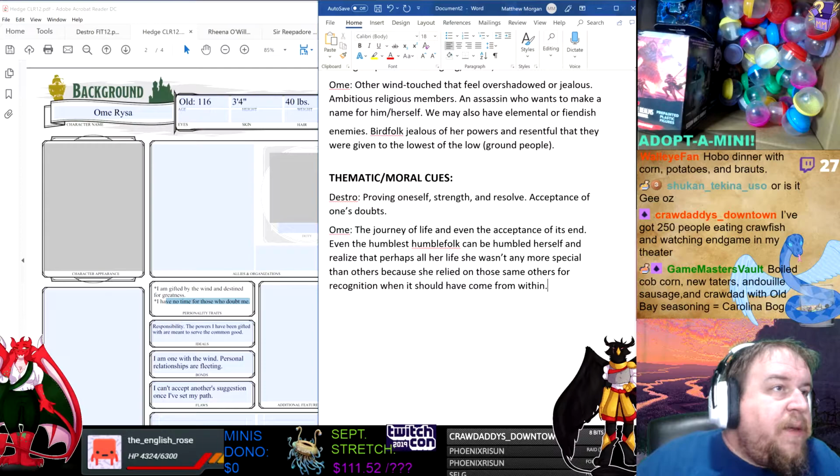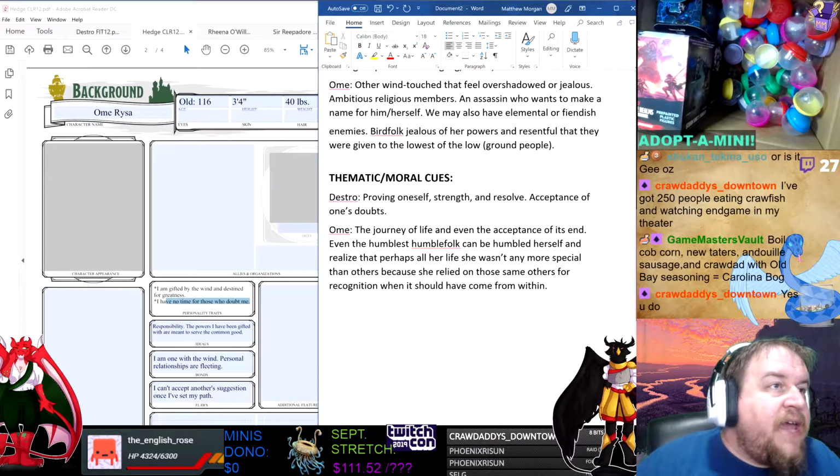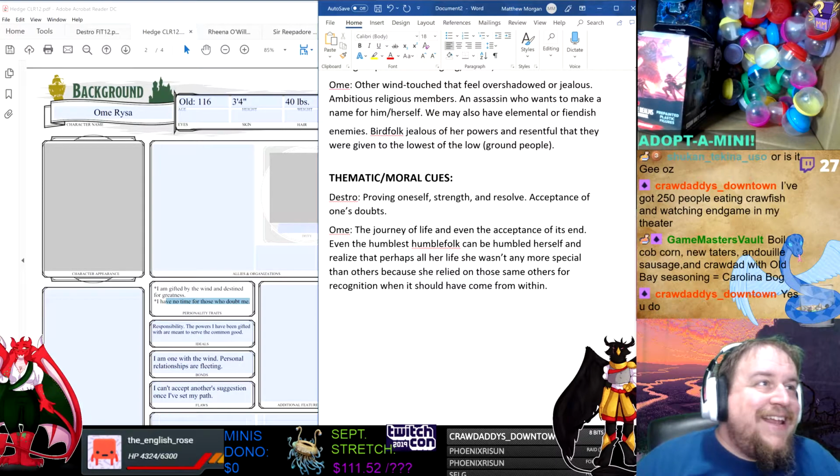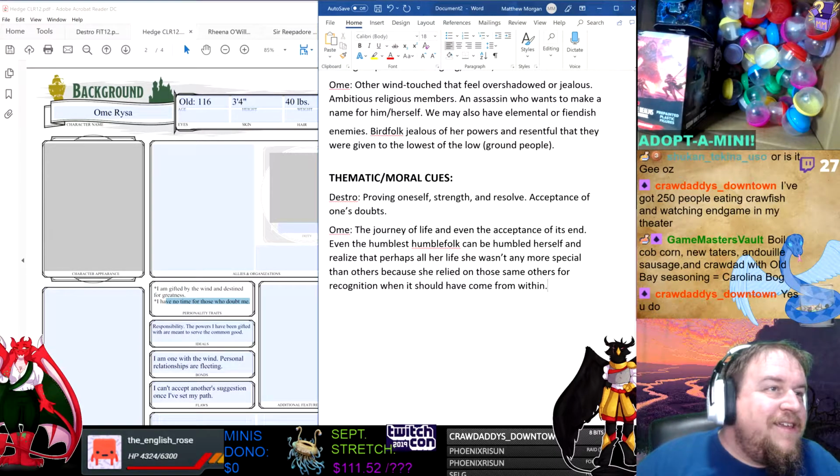I've got 250 people eating crawfish and watching Endgame in my theater. Ooh. That is a party, Crawdaddies. Boiled cob corn, new taters, andouille sausage, and crawdad with Old Bay seasoning equals Carolina bog.